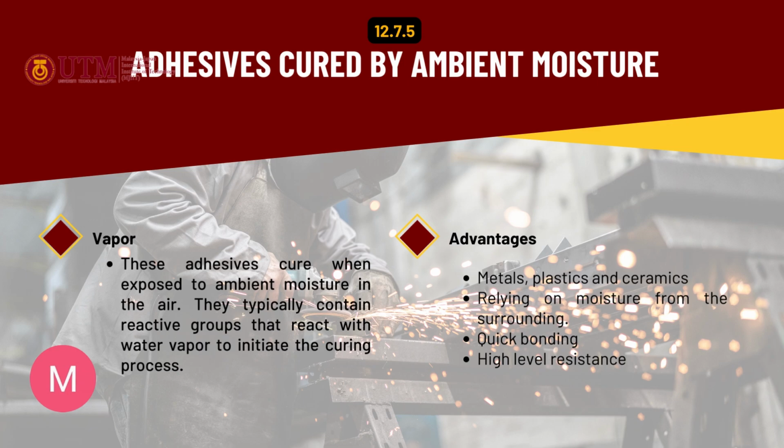For adhesive cured by ambient moisture, it's a vapor. This adhesive cures when exposed to ambient moisture in the air. They typically contain reactive groups that react with water vapor to initiate the curing process. The advantages: metals, plastic, and ceramics can be combined with this kind of adhesive, relying on moisture from the surrounding, quick bonding, and also high resistance.